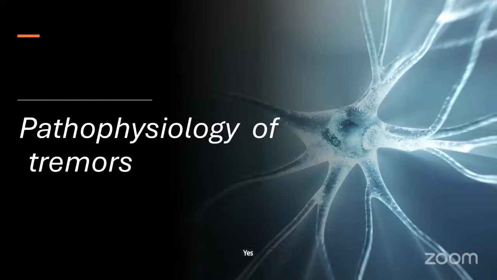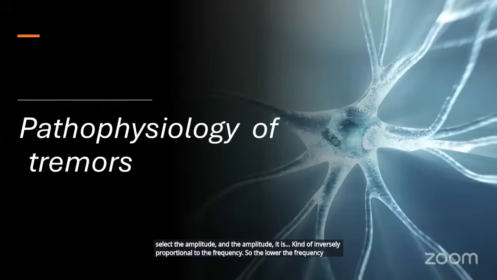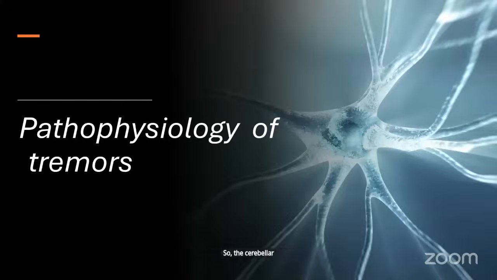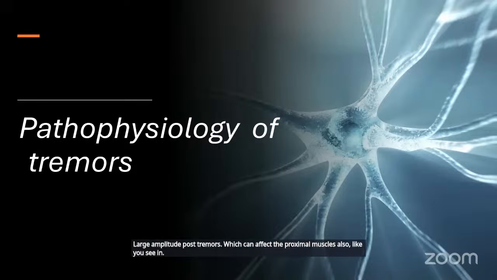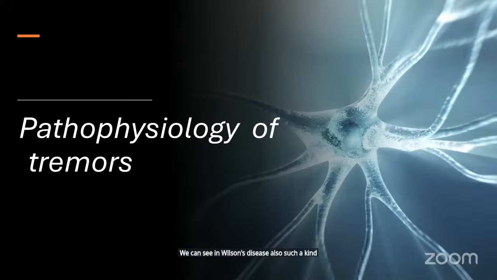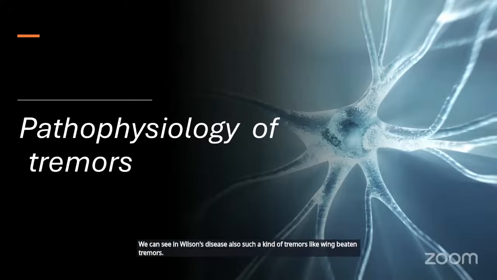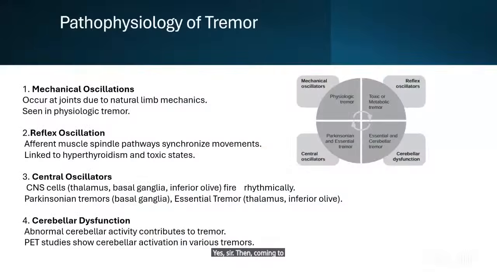Now, actually pathophysiology. The amplitude is kind of inversely proportional to the frequency. So the lower the frequency of the tremor, the larger the amplitude. So the cerebellar or Holmes tremors are quite large amplitude tremors, which can affect the proximal muscles also. We can see such kinds of tremors in Wilson's disease also, like wing beating tremors. Then coming to pathophysiology, next slide.